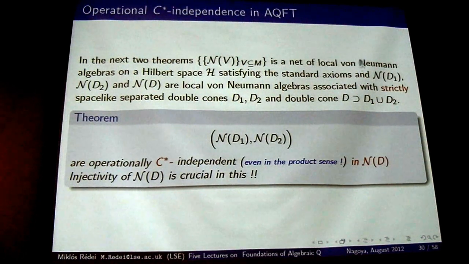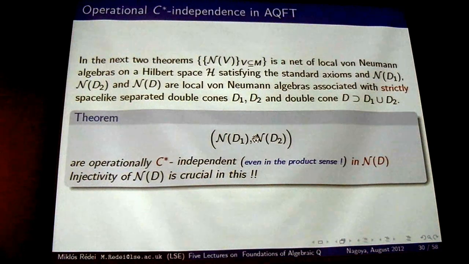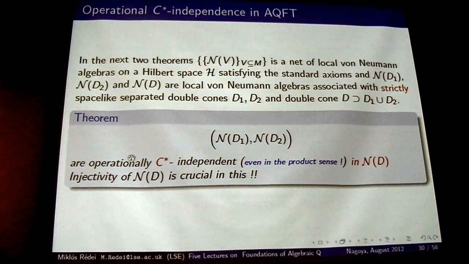So again, you consider two strictly space-like separated space-time regions, double cones, and the large double cone which contains both. Then operational independence in the C-star sense holds for this pair in the von Neumann algebra which is associated with that double cone. And this is because, and I have also given you the proof now, because they are strictly space-like separated, they have the split property, the generated von Neumann algebra is isomorphic to the tensor product, and then operational independence holds in the tensor product, and from the tensor product you can extend the operation to the double cone algebra, because the double cone algebra is injective.